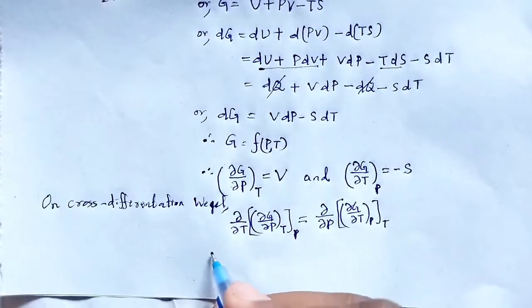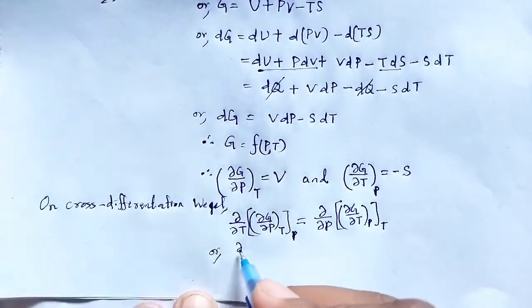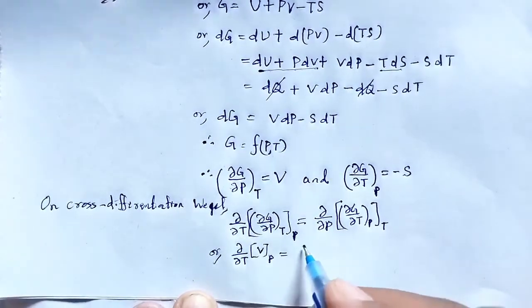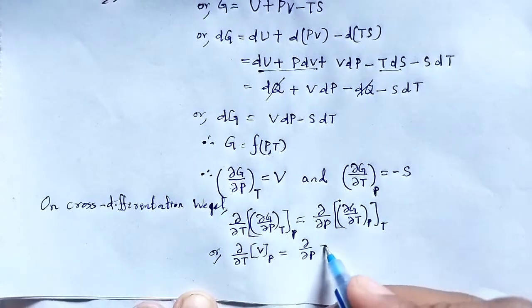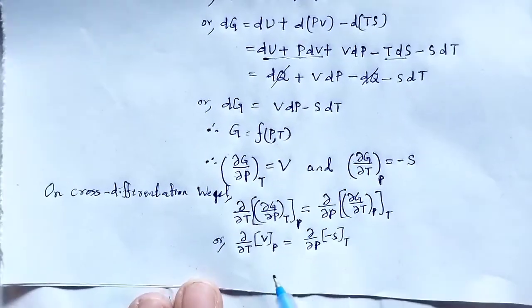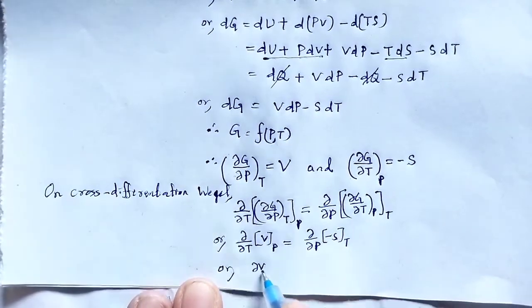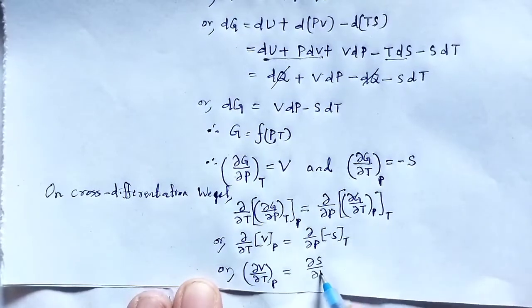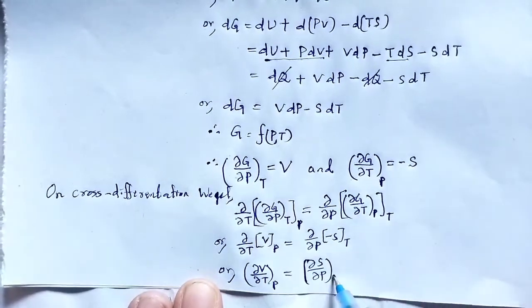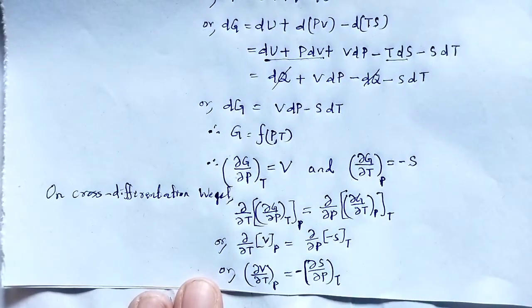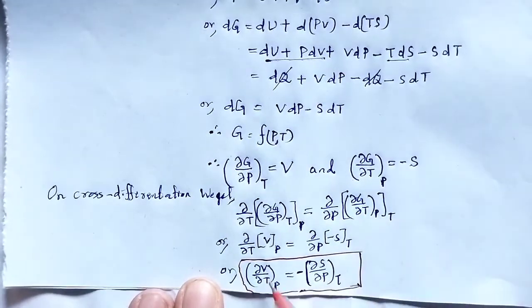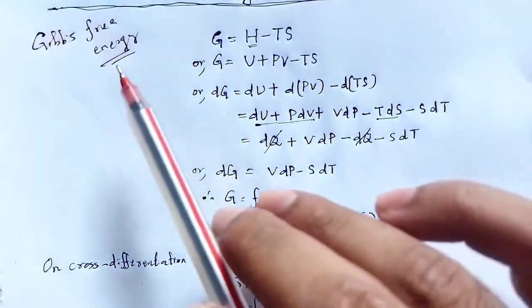Now putting the respective values here, del by del t of that value, which is v at constant pressure, is equal to del by del p of that value, which is minus s at constant temperature. So that can be written as del v by del t at constant pressure is equal to minus del s by del p at constant temperature. This is Maxwell's third thermodynamic relation, by taking into consideration Gibbs free energy.